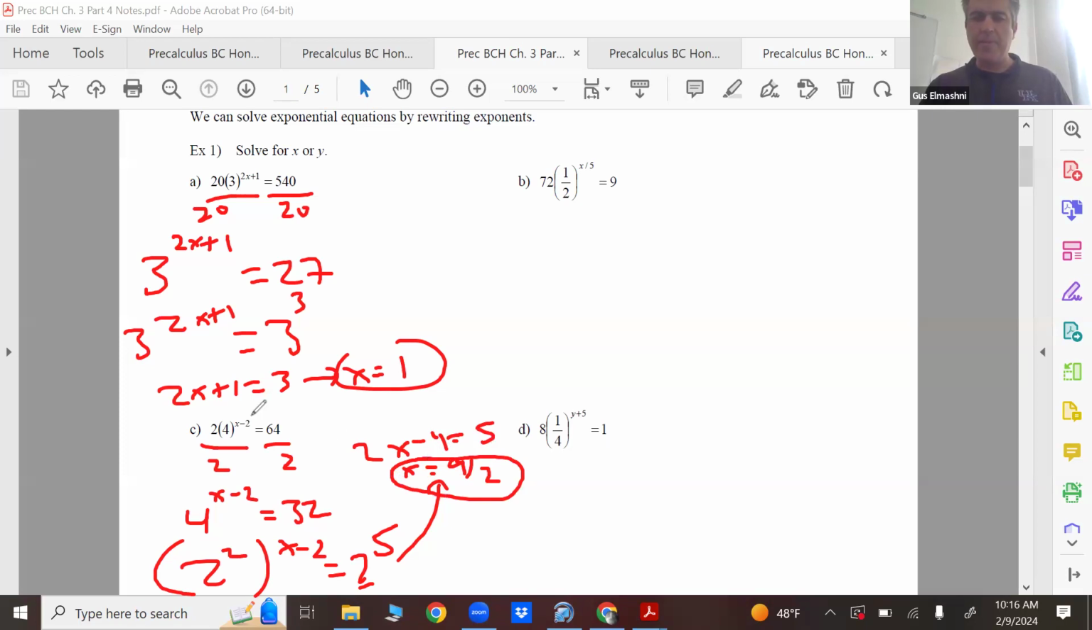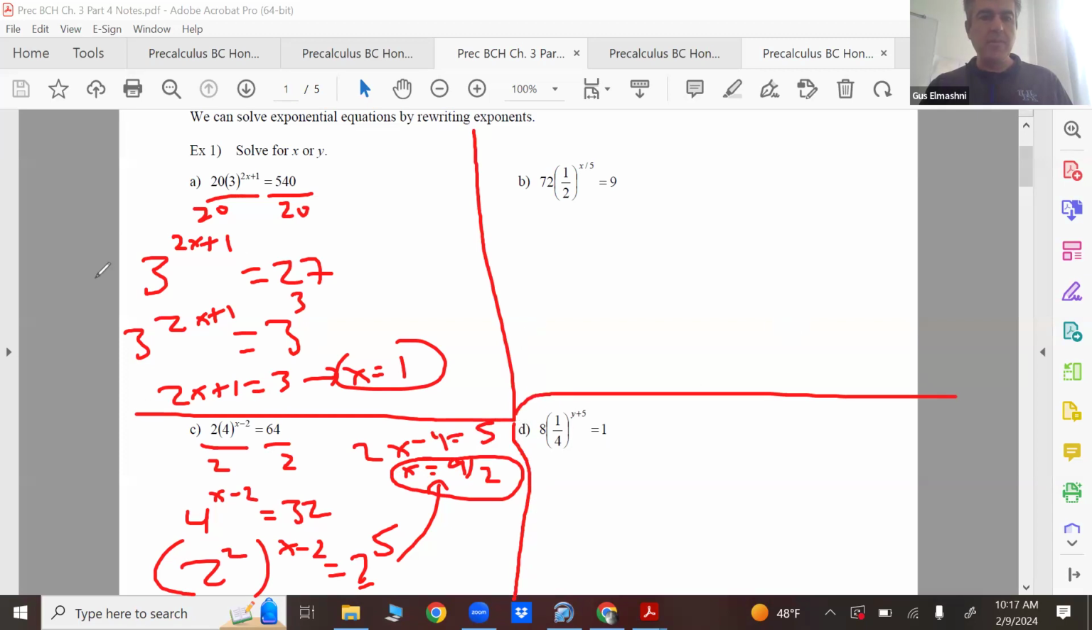I think it makes sense, right? Because 9/2 would be 5/2 squared. That's 2 to the 5th. Yeah, totally works. Okay, I'm gonna freeze my screen. Once you guys work out B and C, let's check in a couple minutes.